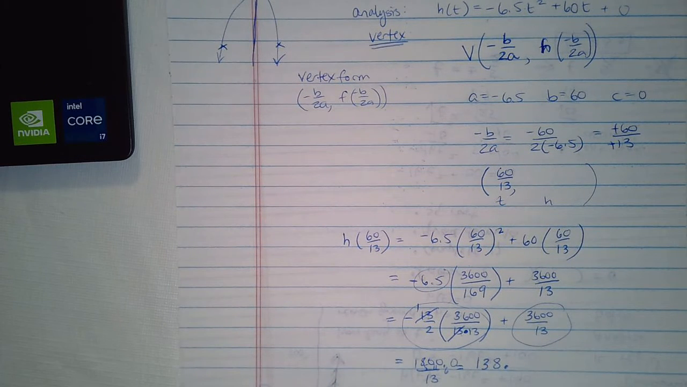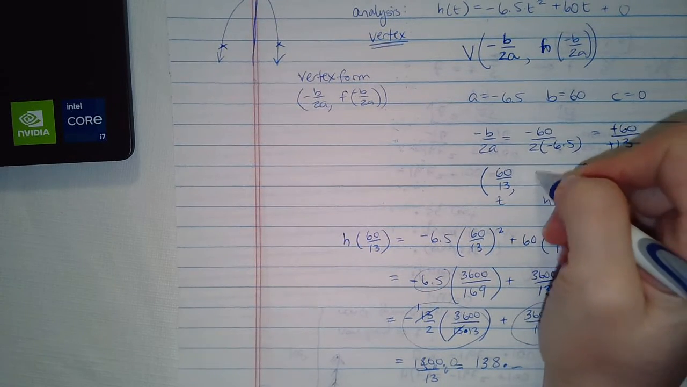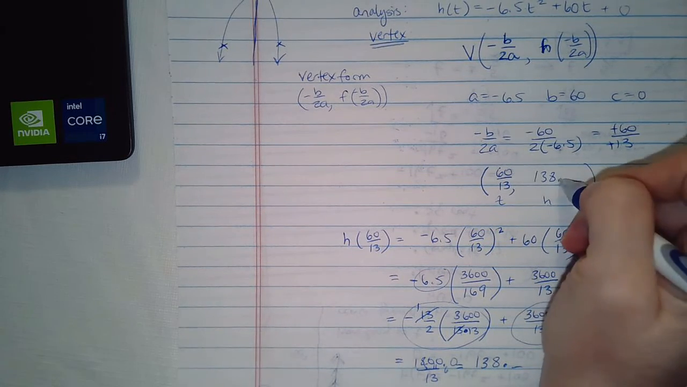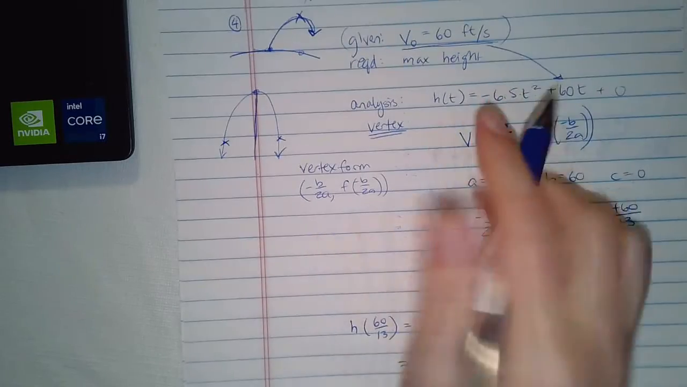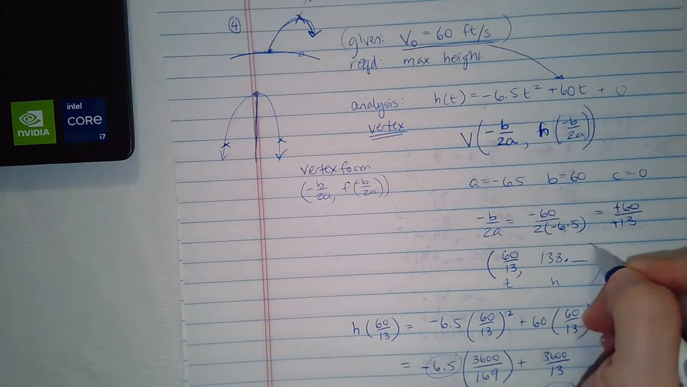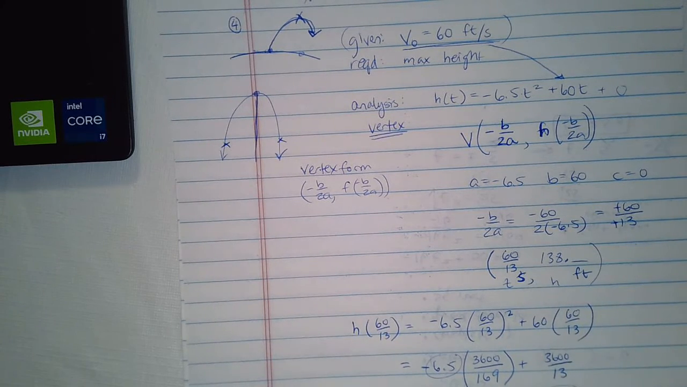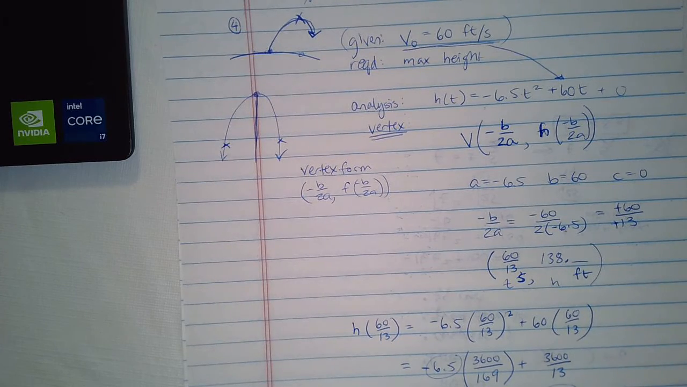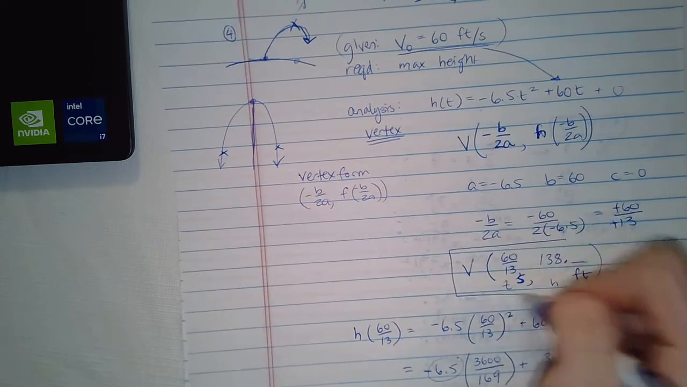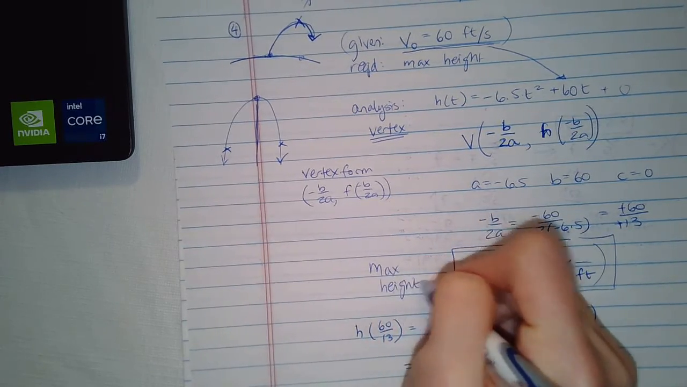We can do this on a calculator. I should have thought to bring one, but we're going to figure out this last number, and this would be our vertex. So it's this time, and this is the height, whatever that decimal is. And we look at the units. It was feet per second in our original problem. So our maximum is going to be in feet, and this is going to be in seconds. So at 60 over 13 seconds, the height is 138 and some number of feet. Okay, and this is our vertex, or the maximum height.